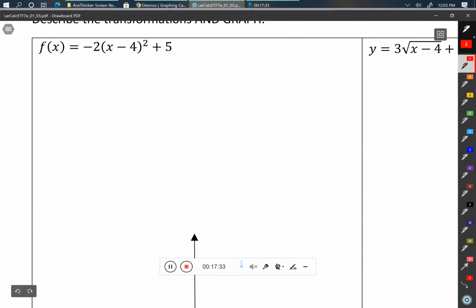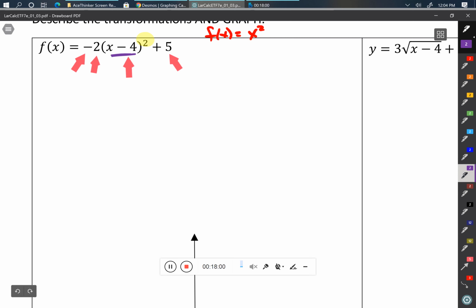All right, so what was the parent function? Where did this thing come from? I see it. See the squared right there? That means this was originally our squaring function, our parabola. And what's happened to it? Well, this has happened to it, that's happened to it, that's happened to it, and that's happened to it. So 4 things have happened to it. What does each of those 4 things do?